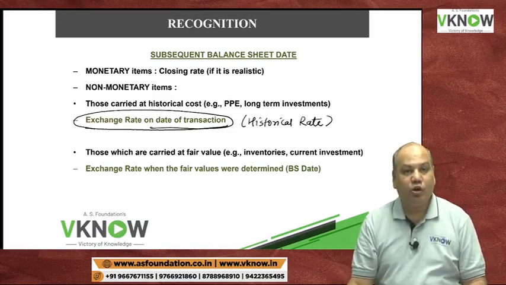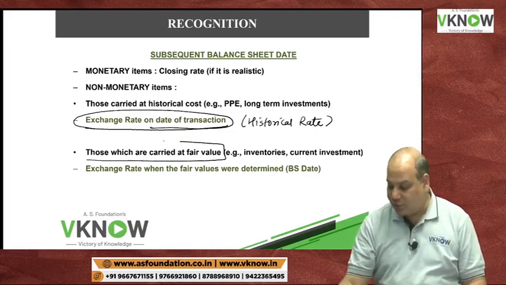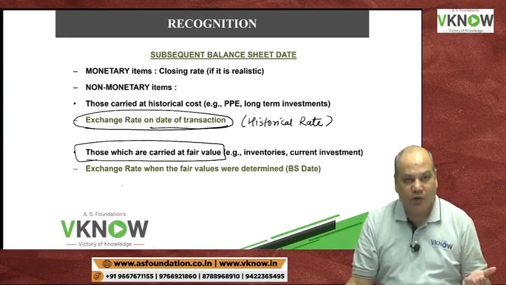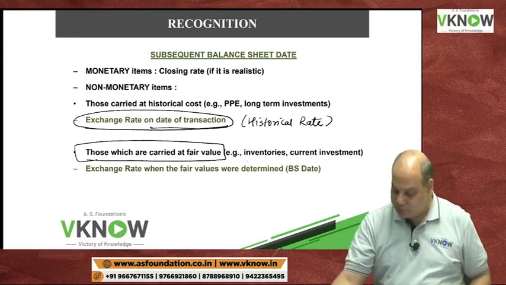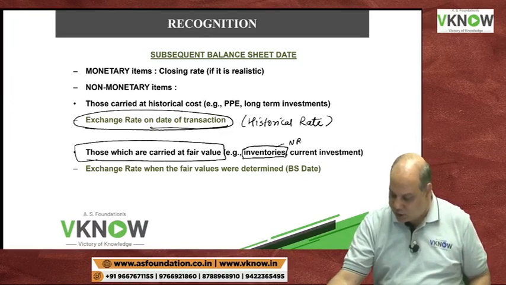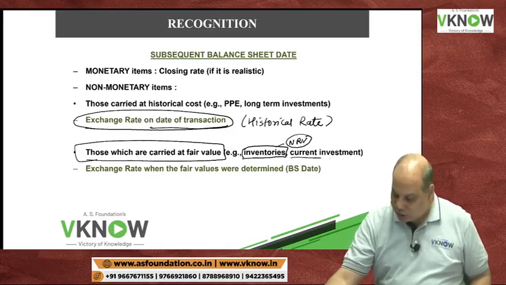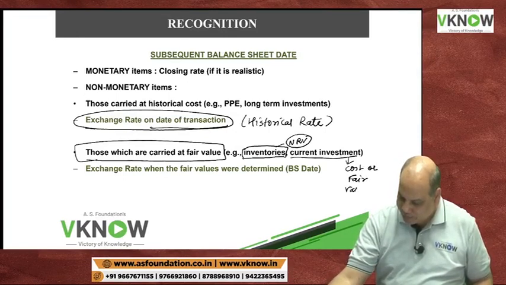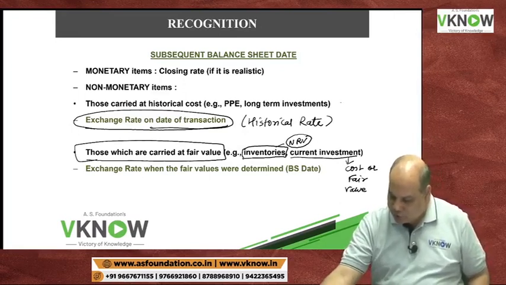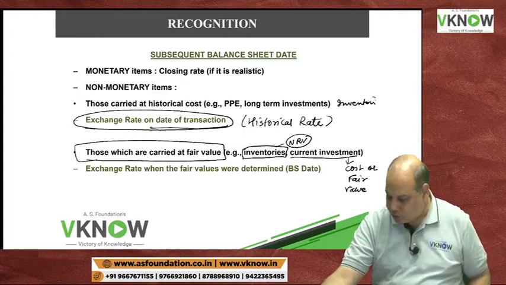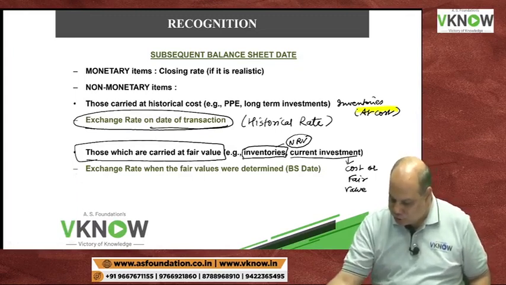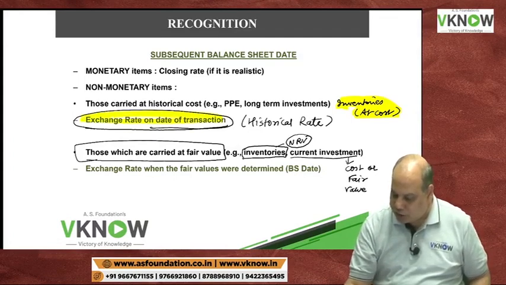And there is a second type of non-monetary items, which are carried at fair value. Some non-monetary items are reported at fair value or revalued amount. Example, inventory is measured at NRV. Current investment is measured at cost or fair value. Inventory is also measured at cost. So now this is a very interesting point. If you value inventory at cost, if cost is lower, then you apply the exchange rate on the date of transaction.